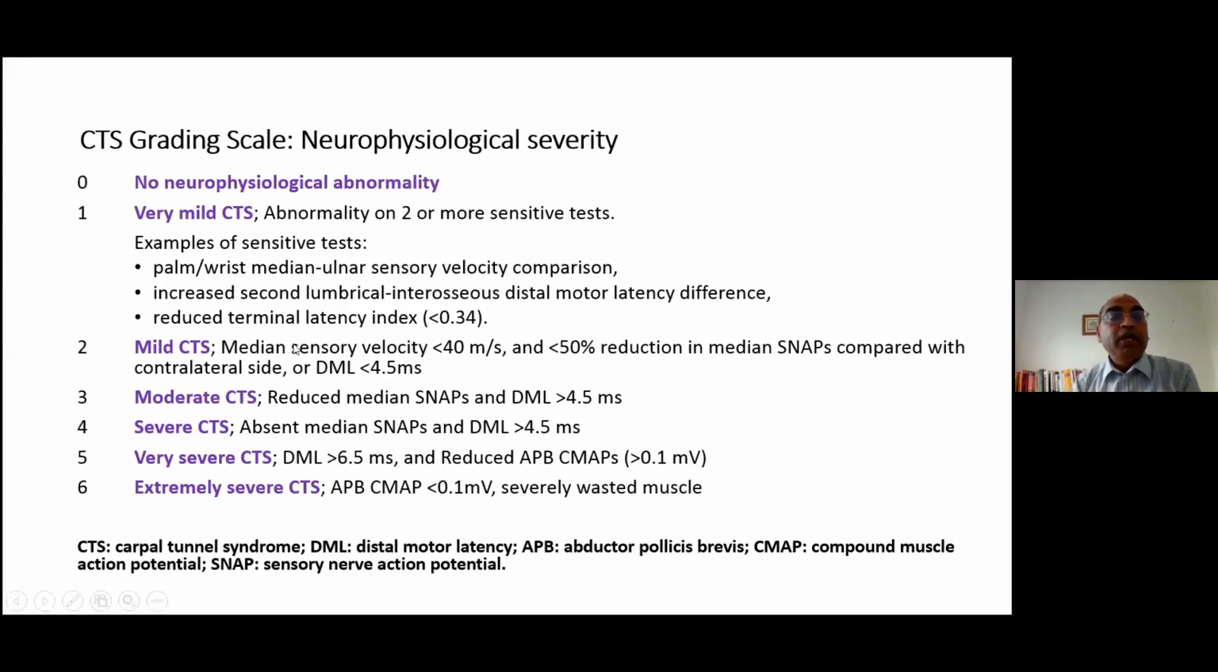If that sensory abnormality affects only the velocity, but the amplitude is normal, that is 2. If the amplitude is also down and the distal motor latency is prolonged, then it goes to 3. So 3 is moderate. If the sensory potential amplitude is completely lost, but the distal motor latency is more than 4.5 but less than 6.5, it is severe. If the distal motor latency is more than 6.5, but we are still able to record some CMAP over APB, which is more than 0.1 millivolt, then it is 5. And then there is absent CMAP and wasted muscle, and that is extremely severe CTS, which is 6.